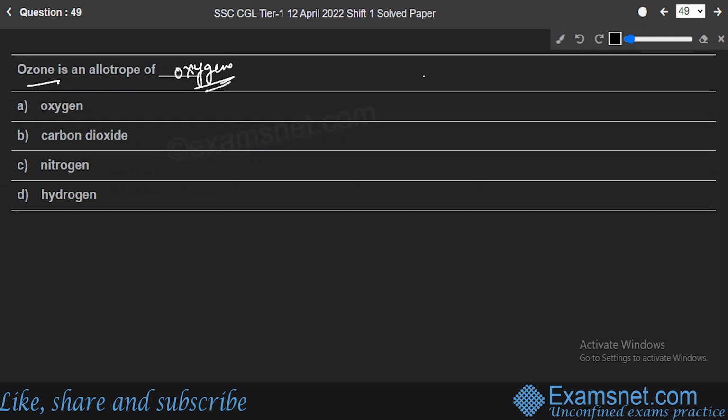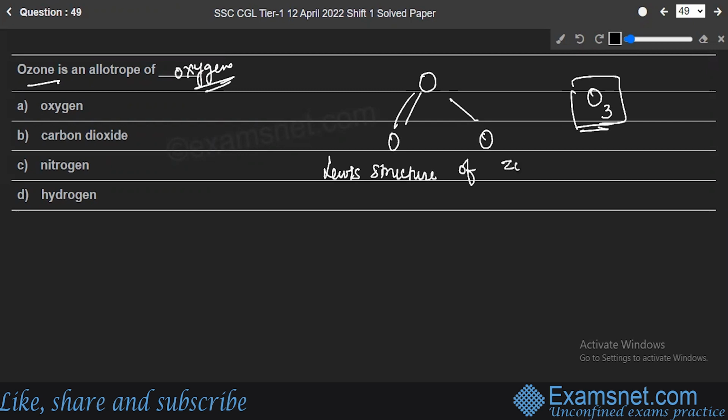Ozone is an allotrope of oxygen. Let's make the structural diagram for this. Here is an oxygen atom, here is another oxygen atom, here is another oxygen atom. So ozone is O3 actually, so this is an allotrope of oxygen. This is the Lewis structure of the ozone.